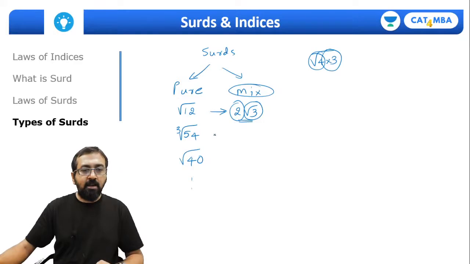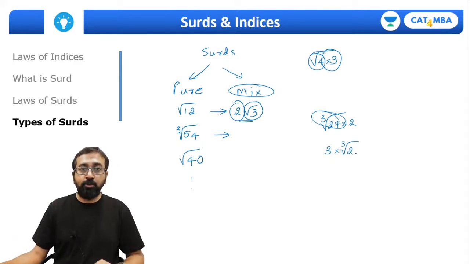Let's take a few more examples. Cube root of 54. Now please understand, 54 is nothing but 27 into 2. So what is cube root of 27? It's 3, into cube root of 2, because you can't find cube root of 2. It's not an integer, right? So this can be written as 3 cube root of 2. Are you all clear with this, everyone? Same way, square root of 40.